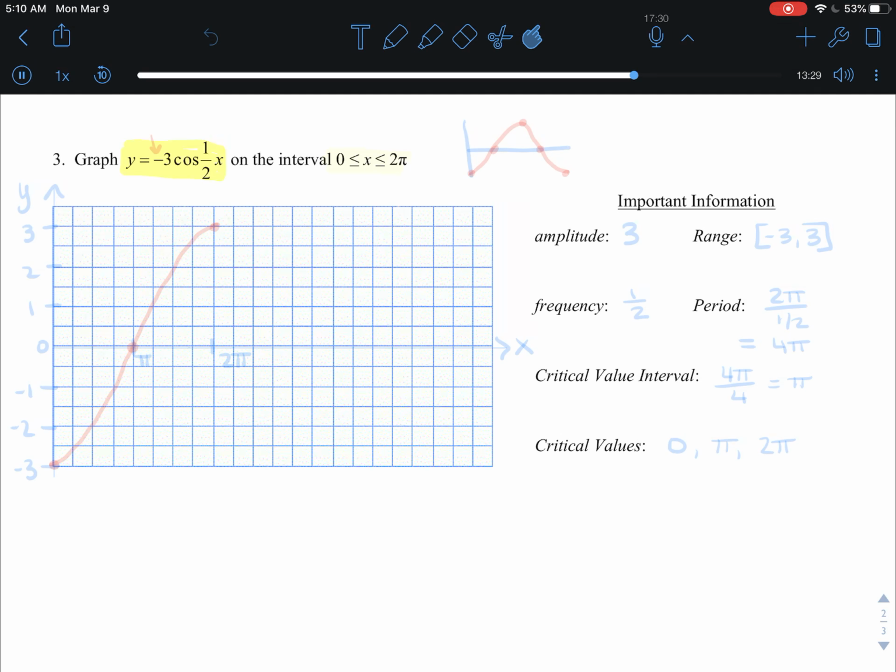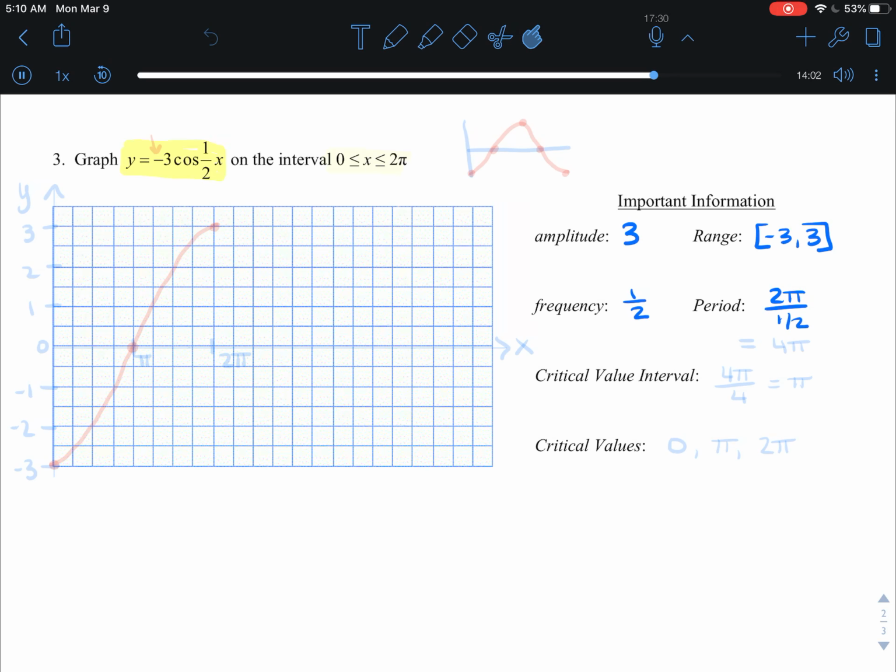So let's first go through all the important information. So amplitude is a value that is referred to as height, so we always take a positive value, whether there's a negative in front of it or not. That's going to indicate the reflection, and like I said, we'll deal with that in a moment. The range is going to go from -3 to 3. Now our frequency is 1/2, which means we're only going to see half a cosine cycle by the time we get to 2 pi.